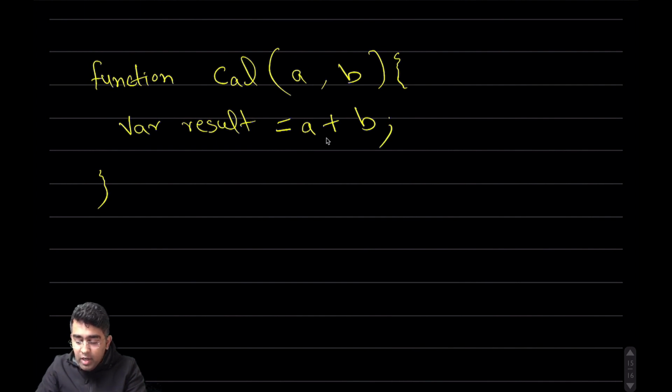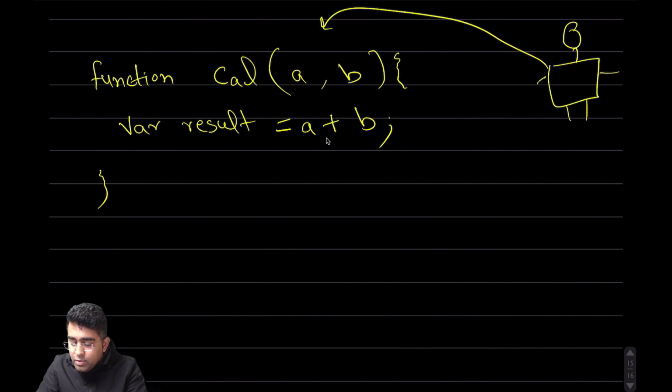Now we created this function and this guy called this function, and this guy sends the values, let's just say 2 and 2. So A will be assigned 2, and B will be assigned 2. Now it goes inside the function and creates a variable result. Let's change the color so it's easier to look. So we have result, and that will be 2 plus 2, which becomes 4. So that will store 4 into this variable called result.